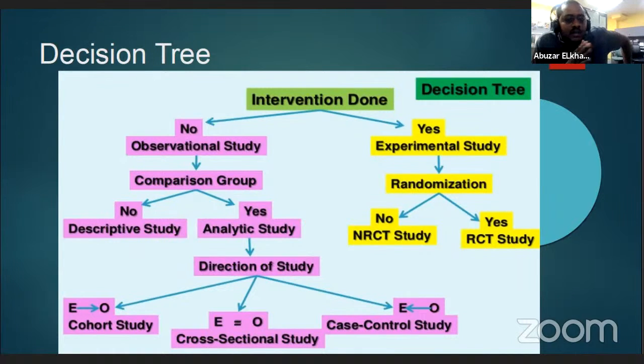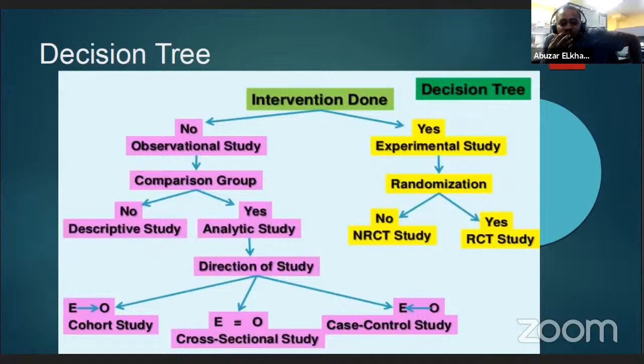On the other hand, if we do not intervene, we call the study an observational study. We can also subdivide it based on comparison groups. If we have two or more groups and we make a comparison between them, we call it an analytic study. If we do not compare groups and are just observing, we call it a descriptive study.